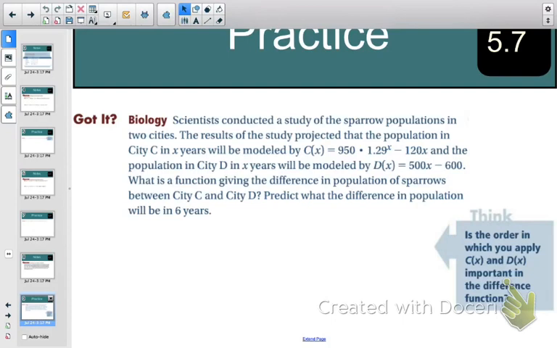Anyway, go ahead and try this one. This one is asking for a difference, so it's a subtraction problem. So see if you can figure this one out. Pause this in 3, 2, 1, pause.